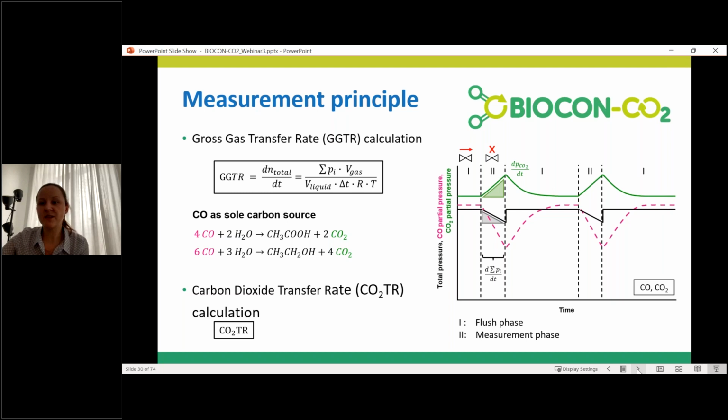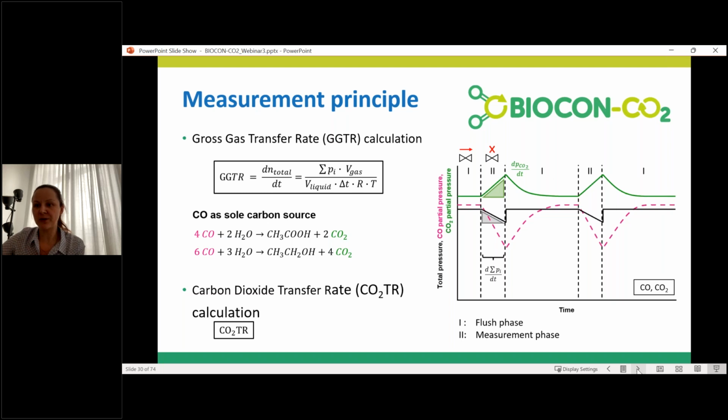If you look at just the pink line, as carbon monoxide is the carbon source, it will be consumed during the measurement phase, so we see a decrease in the carbon monoxide partial pressure. Simultaneously, looking at the stoichiometry, most organisms, while consuming carbon monoxide, also produce carbon dioxide, which is shown here as the green line. The overall gross gas transfer rate results in the black line we see here, which is just the sum of those 2 gases.